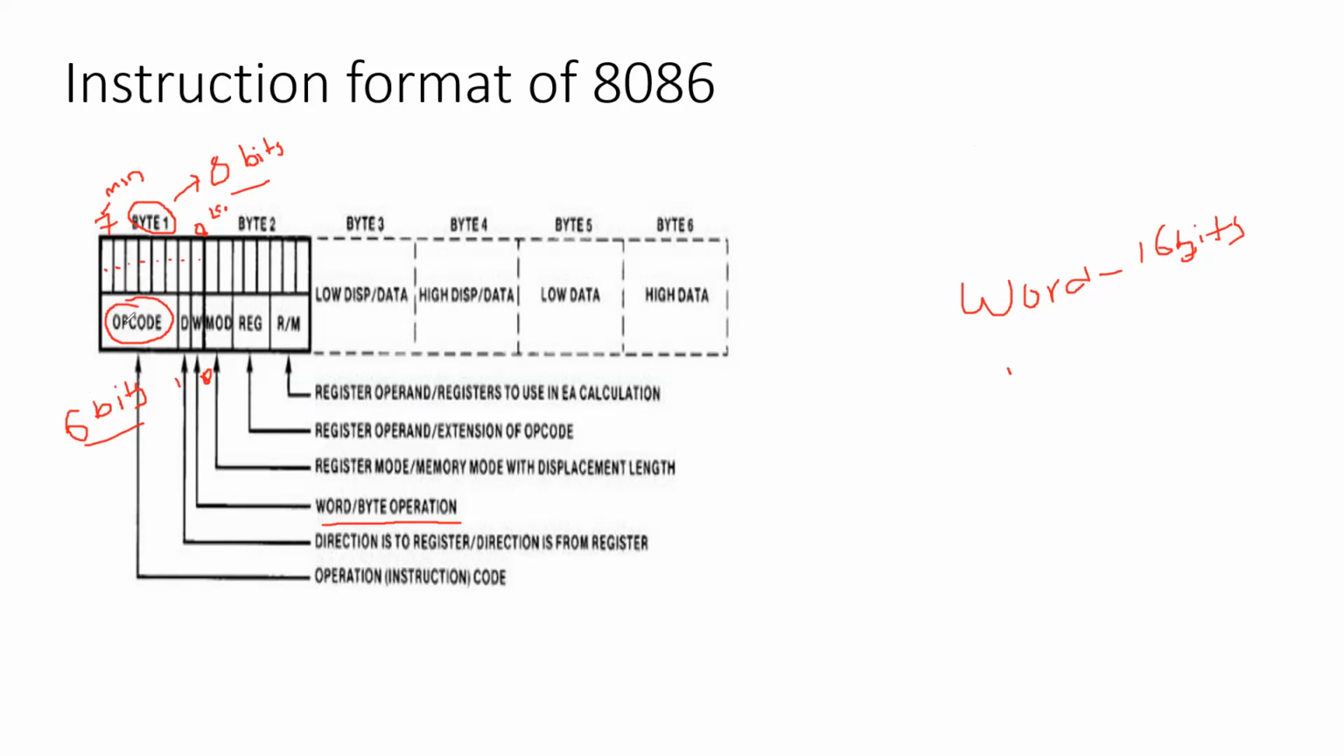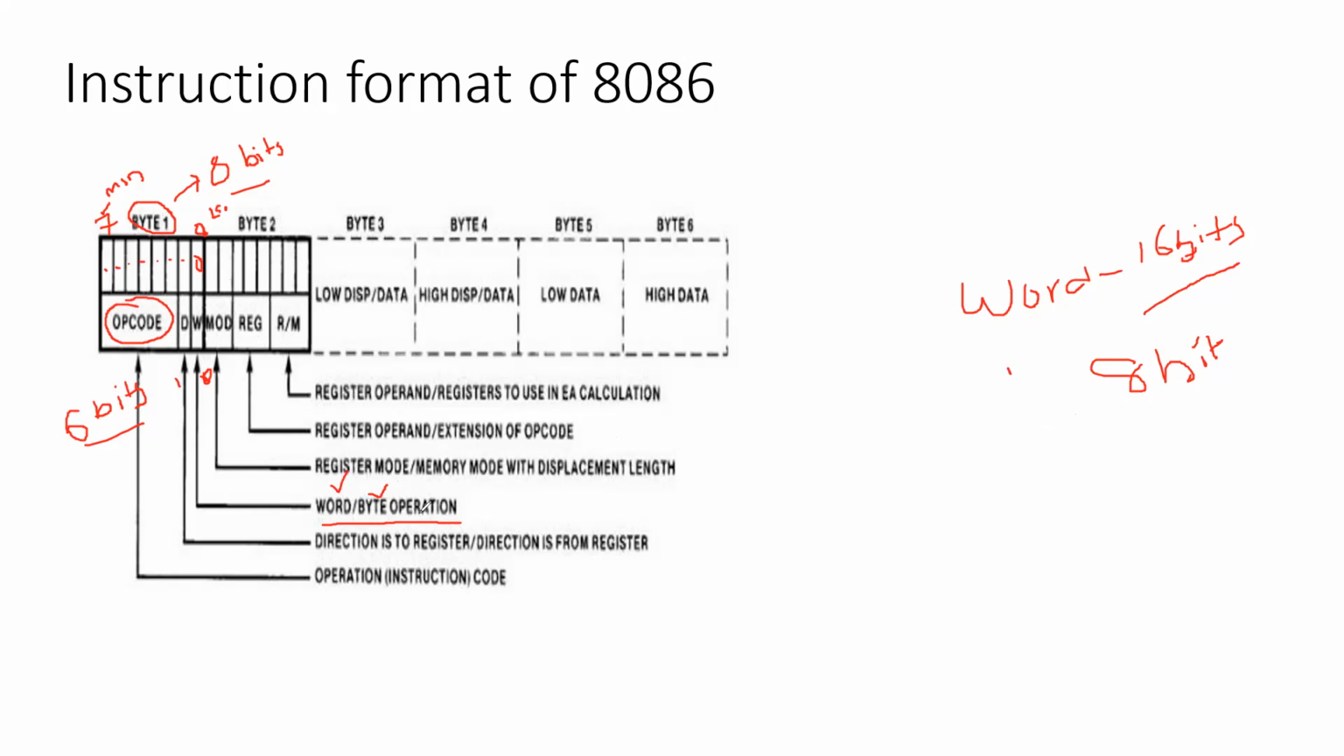So the 6 bits of the first byte were occupied by the opcode. Next, we need to understand what type of operand we are dealing with, whether a 16-bit operand or an 8-bit operand. That will be specified by this D0 bit. This 0th bit will specify whether we are dealing with a 16-bit operand or an 8-bit operand.